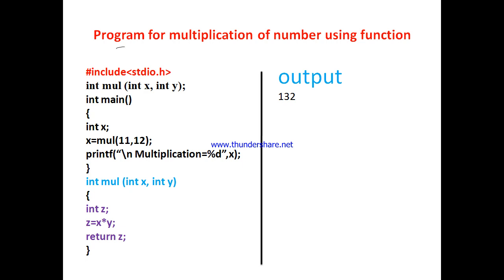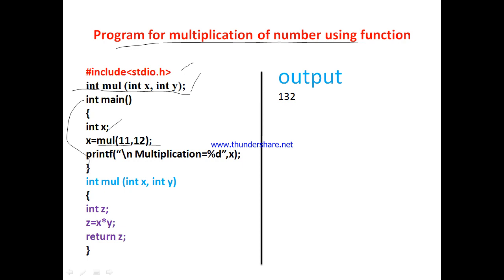Now let us see the program for multiplication of numbers using a function. This is the first program in this topic. Here the header file is included. Here int mul(int x, int y), this is a function declaration. Now in the main function, int x variable is declared. Here mul(11, 12), here we have called the function. What is happening here? Here we have called the function.